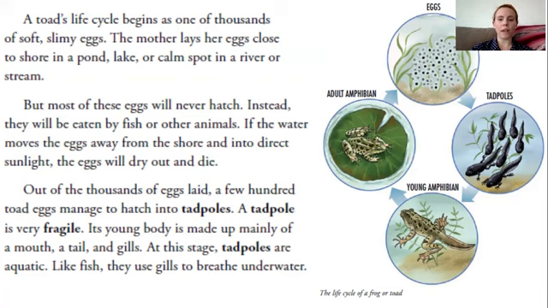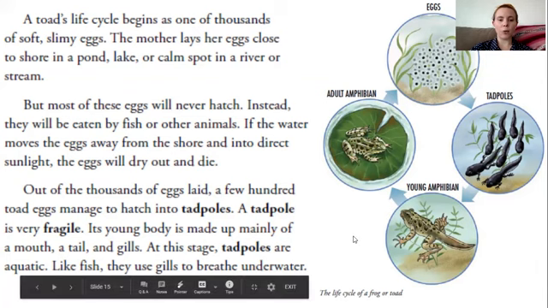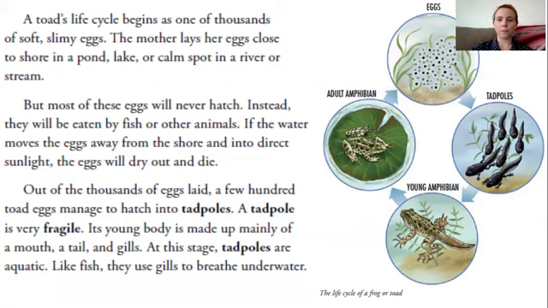A tadpole is very fragile. Its young body is made up mainly of a mouth, a tail, and gills. At this stage, tadpoles are aquatic. Like fish, they use gills to breathe underwater.